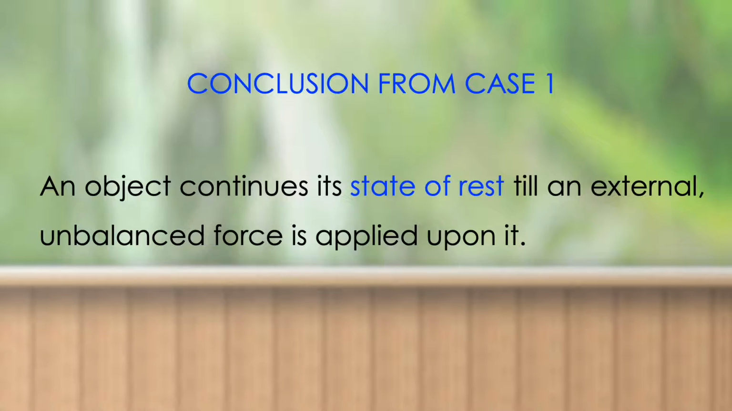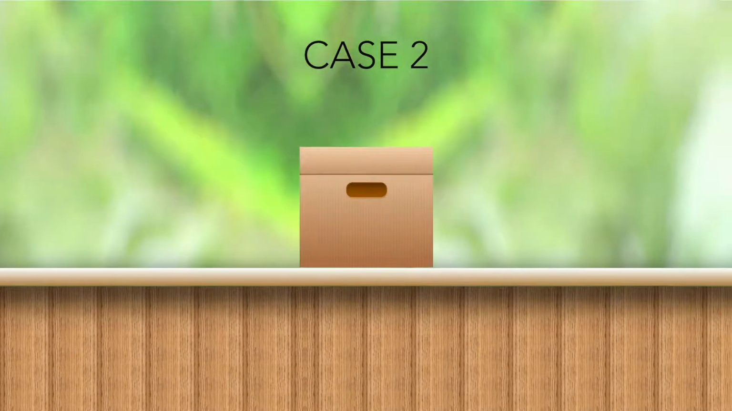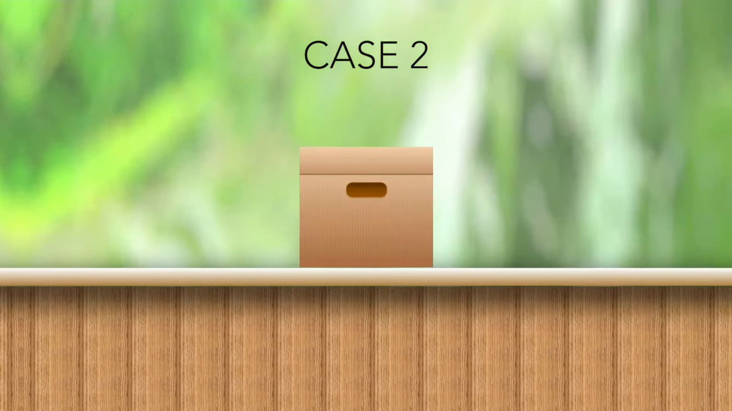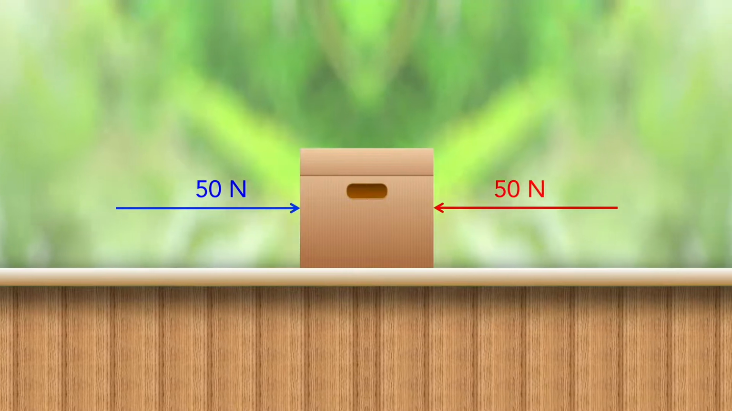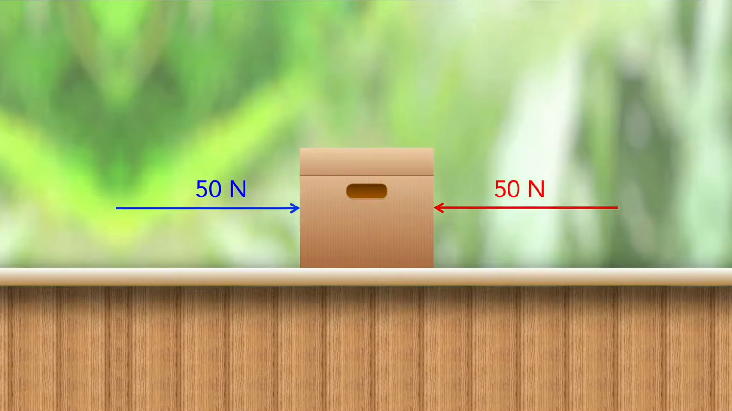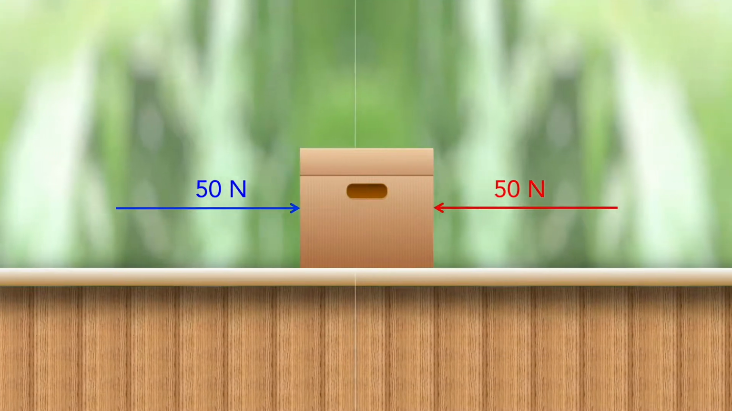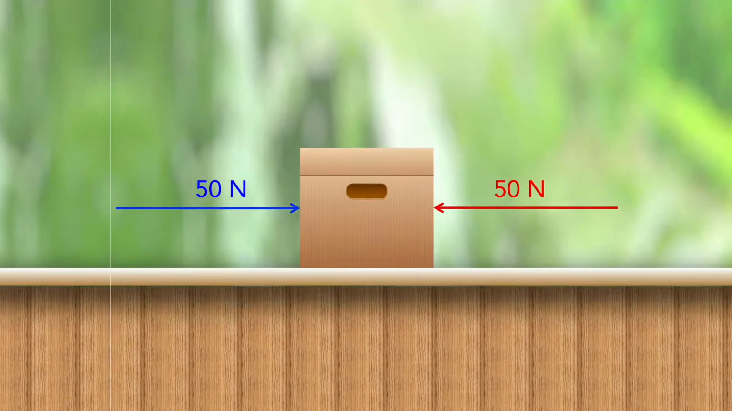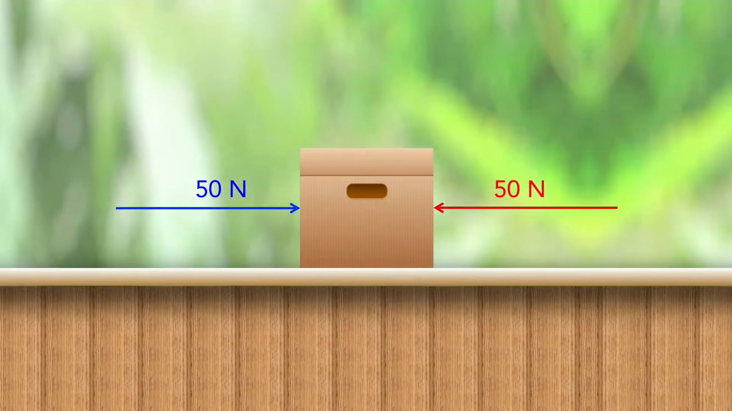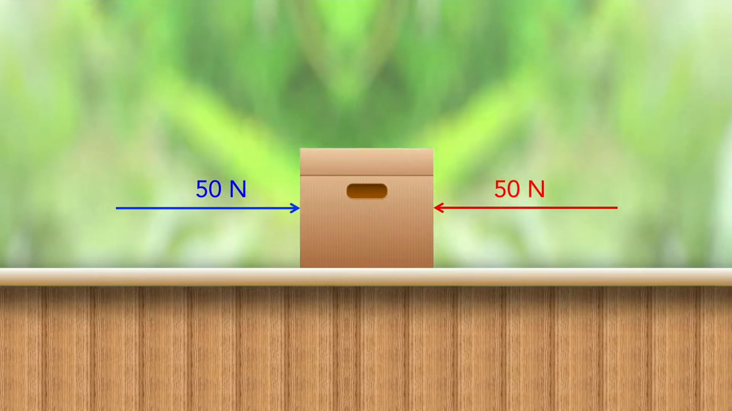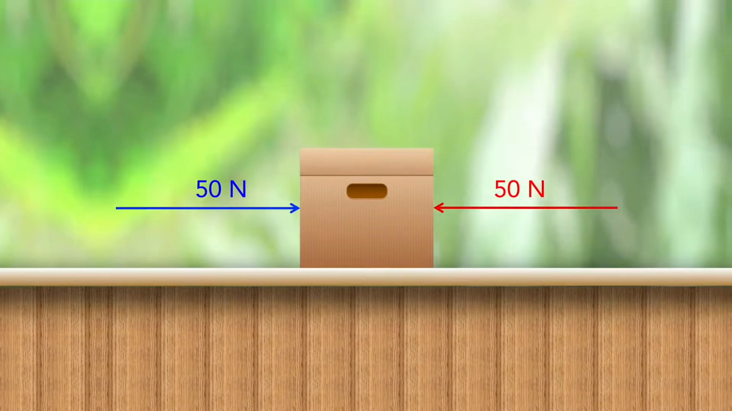Now, let us understand the second case. In this case, the box is moving with a uniform velocity of 4 meters per second upon the granite surface. Once again, let us assume that there is no friction. As in the previous case, the box is once again acted upon by the forces A and B simultaneously such that they are balanced. Since the net force acting upon the moving box is 0, its velocity would neither increase nor decrease. In fact, the box would continue to move at a constant velocity of 4 meters per second.